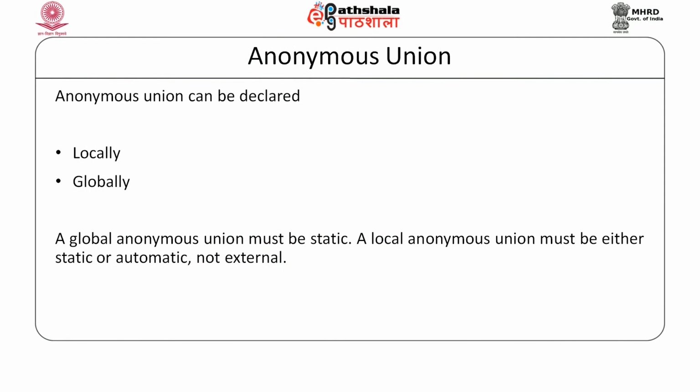The anonymous union can be of two types, a local one and the global one. So, we can declare it locally and globally. Locally means local to a function, or local to a structure. If I define a global anonymous union, it must be static. A local anonymous union can be static or automatic or external.